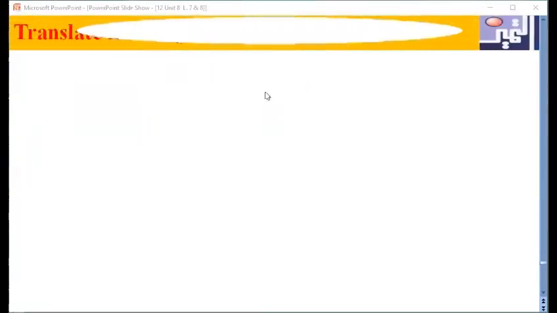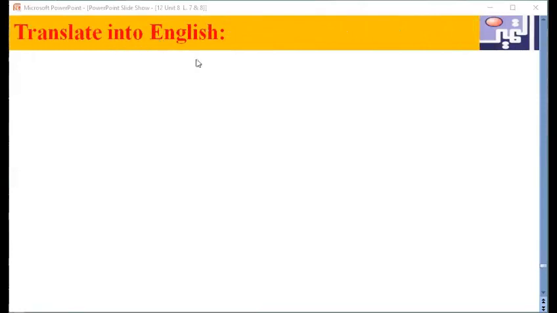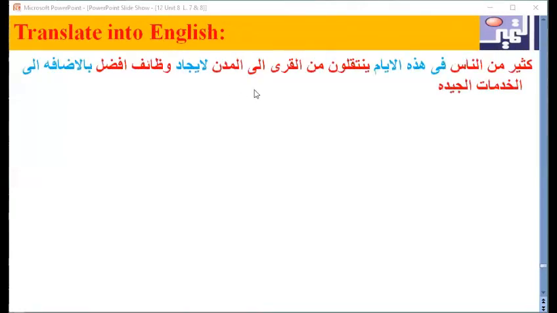Here we have an example. Have a look, dear students. Translate into good English, and this is a sentence in Arabic. I'd like you to try to think about it and try to translate it from Arabic into English.